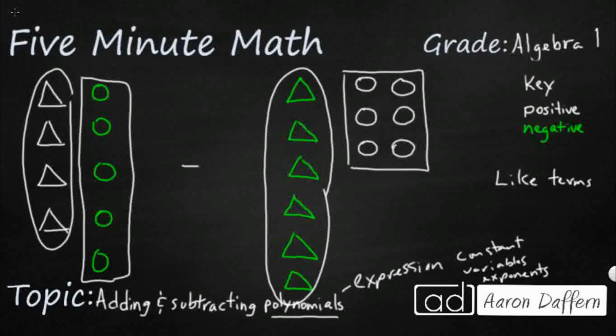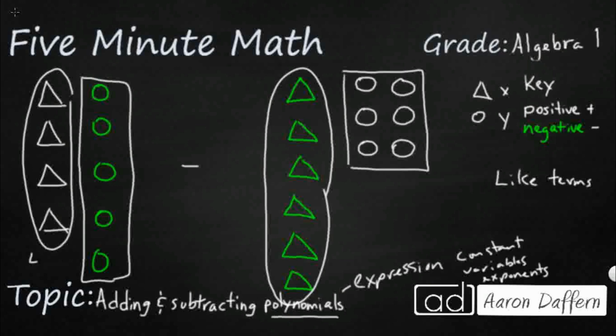Let's say that our triangles are going to be our x's and that our circles are going to be our y's. So we have x's and y's. And you see here, if it is in white, it is positive. If it's in green, it's a negative. So once we see that we're going to combine these like terms or these like shapes, it's a little bit easier to visualize. So how many x's do I have over here on the left?